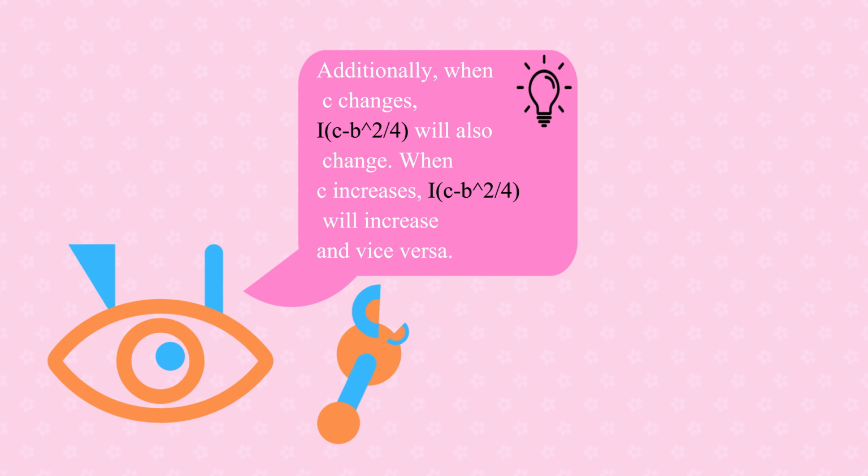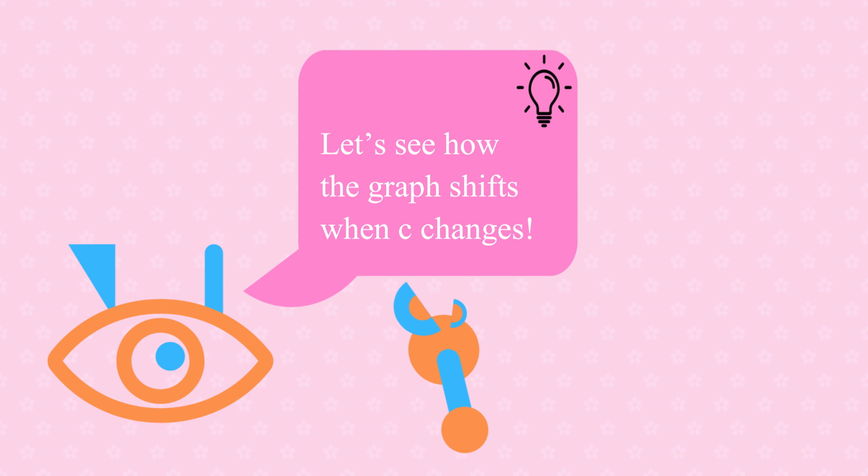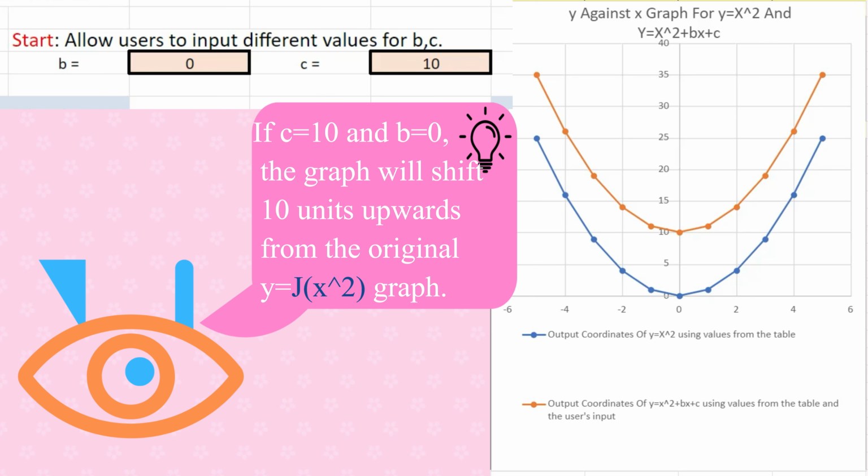Additionally, when c changes, I will also change. When c increases, I will increase, and vice versa. Let's see how the graph shifts when c changes. If c equals 10 and b equals 0, the graph will shift 10 units upwards from the original y equals j graph.